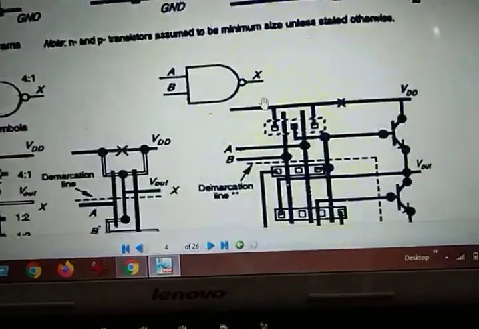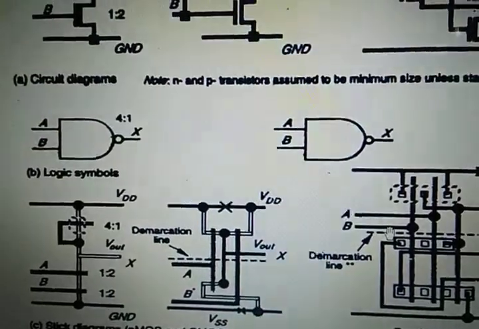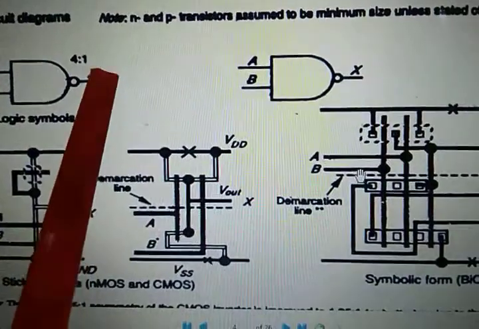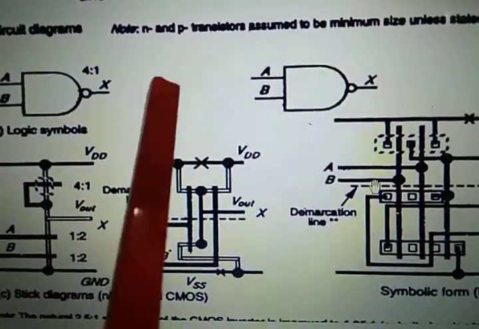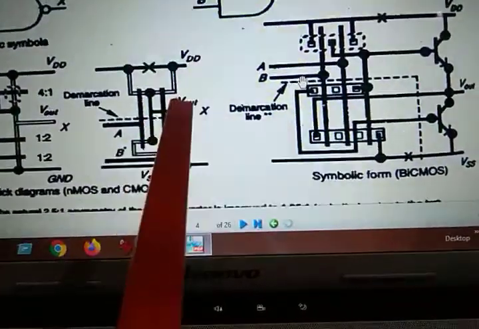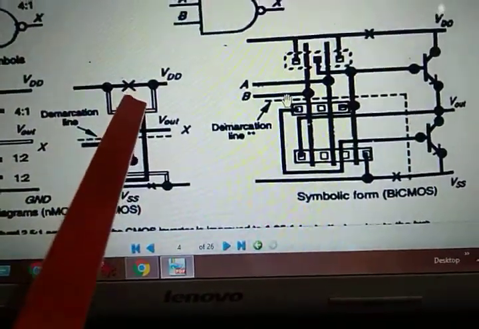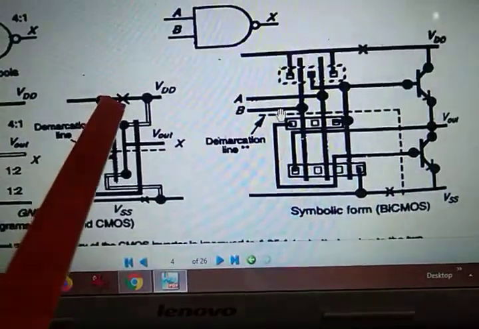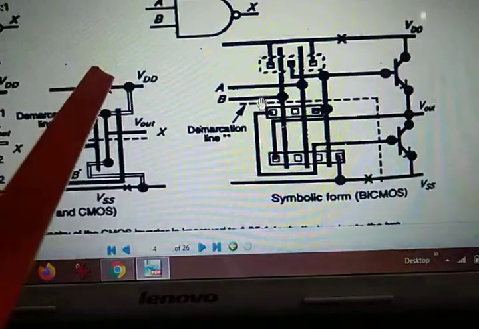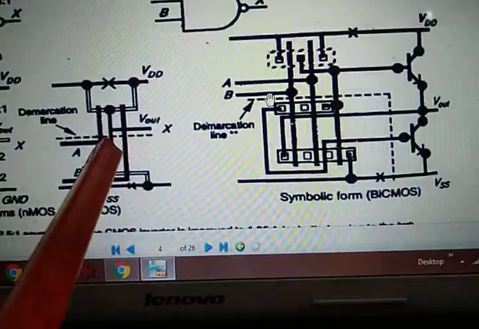You know the symbol of the NAND gate, no? So this is the NAND gate symbol, with A and B inputs and this bubble, and this is the circuit. This is a stick diagram for the CMOS. I already showed how to draw the stick diagram, for A dot B and A plus B. If you are comfortable with this figure, you can draw it like that also.